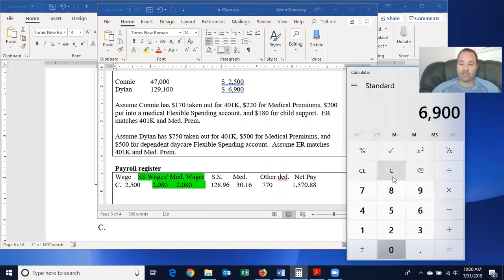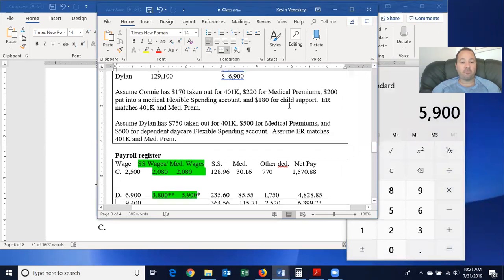So we take the $6,900, our starting point, subtract out, or should we subtract out the $750 for 401k? And the answer is no, we don't want to subtract that out. That is still taxable. But we do subtract out the $500 for medical premiums. And we can subtract out the $500 for dependent daycare flexible spending. That's allowed. It's irrelevant to our tax purposes that the employer matches. That's a good thing, and that's something the employer has to worry about. But for us, that doesn't have any factor in us paying taxes. So how much is actually taxable is $5,900 for our Medicare.